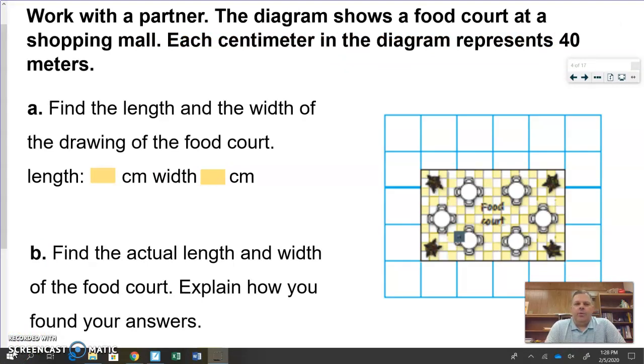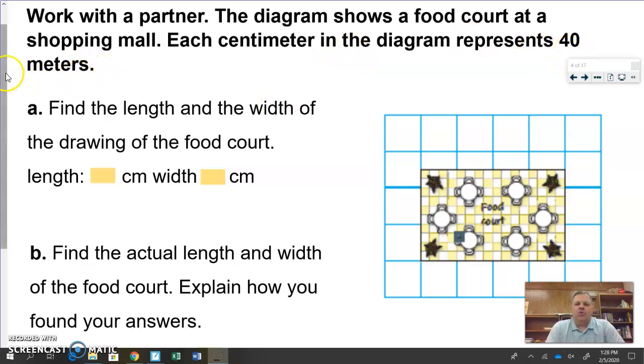In our first example, you are going to be working with someone near you. This diagram over here on the right shows a food court at a shopping mall. Each of these is 1 centimeter, 1 centimeter, 1 centimeter, and so on. Each centimeter in the diagram represents 40 meters.